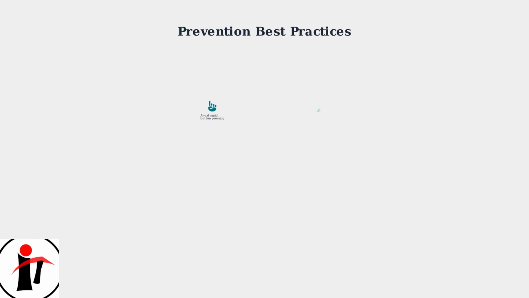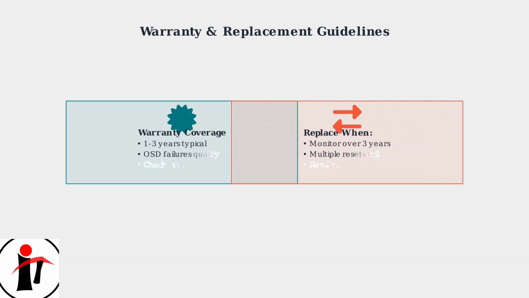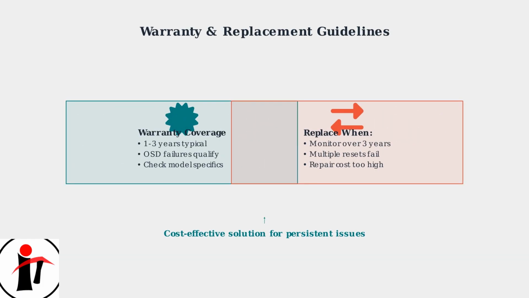Prevent OSD issues by avoiding rapid button pressing, power cycling weekly, using surge protection, and maintaining proper environmental conditions. Sceptre monitors typically have 1 to 3 year warranties, and OSD failures often qualify for replacement. Experts recommend replacement over repair for monitors over 3 years old or when multiple reset attempts fail.